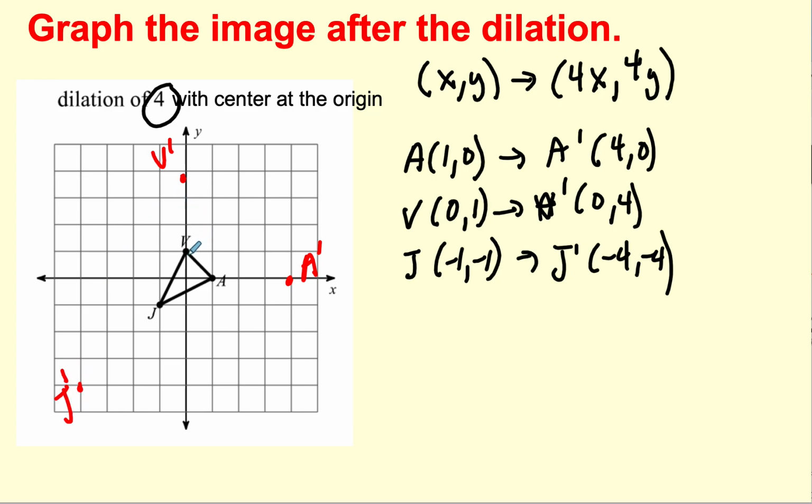So what V is doing is going farther away from the origin, A is going farther away, A prime is farther away, J goes farther away, and then we can go ahead and draw the new triangle, and we can see that the new triangle will be 4 times bigger. But also notice that the angles did not grow. The angles stayed the same, just the sides grew.